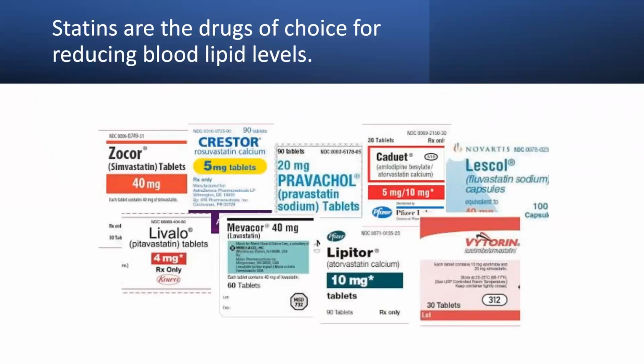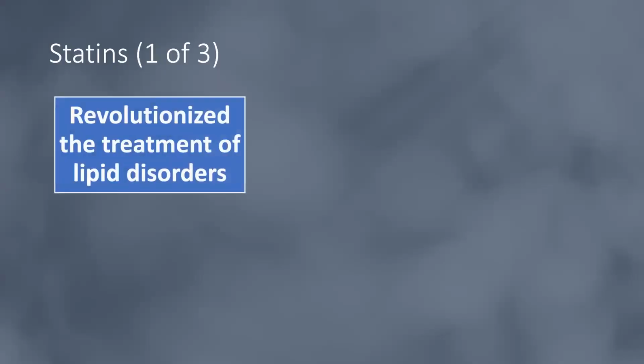So these are the common examples of the statin drugs, which are the main drugs of choice for reducing blood lipid levels, like Zocor, Simvastatin, Rosuvastatin, Pravastatin, Fluvastatin, Atorvastatin, Pitavastatin. So these all end with statin. These are the drugs of choice for reducing lipid levels.